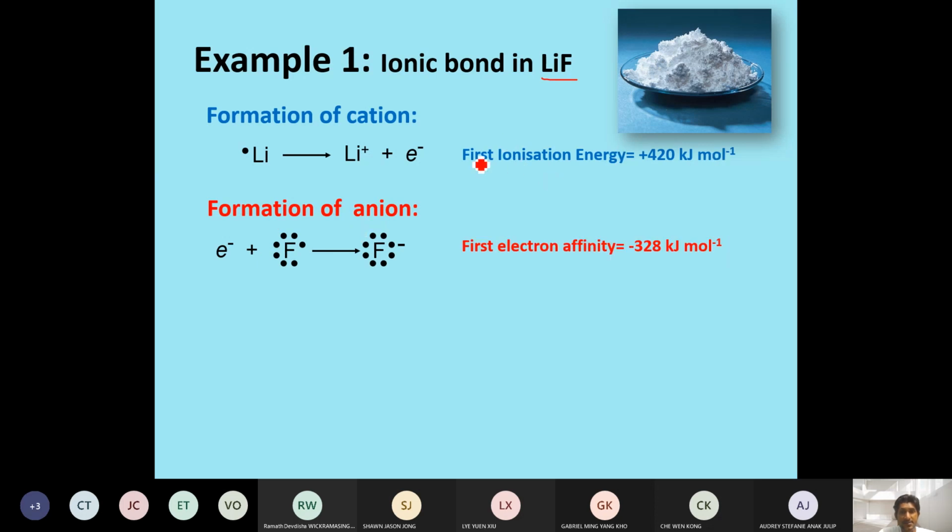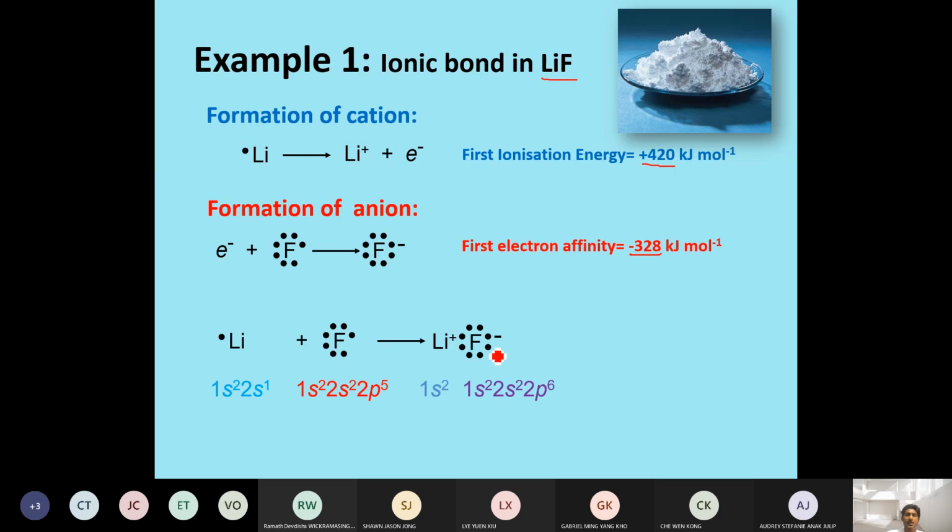So we see that the first ionization energy is positive 420 kilojoule per mole, right? 420 kilojoule per mole. And the first electron affinity is negative 320 kilojoule per mole for fluorine. So lithium and fluorine are coming together. They are readily forming lithium fluoride.